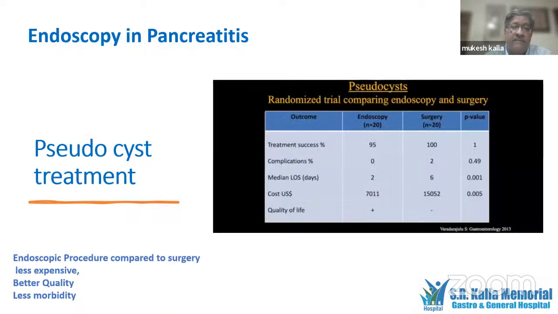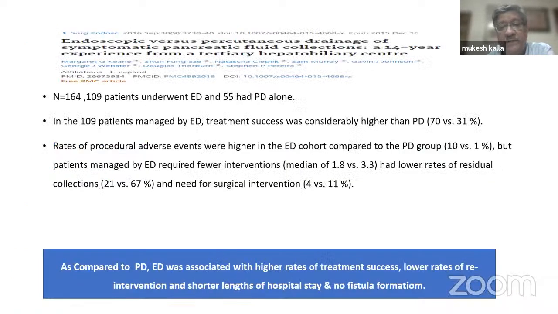Now, for management of pseudocyst patients, if you see the chart there, the treatment success of pancreatic pseudocyst is 95% with endoscopy, 100% with surgery. In this particular trial, all the procedures were done with EUS, whereas the surgical procedures were laparoscopic. The complication rate with minimally invasive surgery was 2%. Length of stay was longer there. And in the US, the cost was significantly higher for surgical procedures as compared to endoscopic procedures. So endoscopic procedure is less expensive, better quality, and has less morbidity.